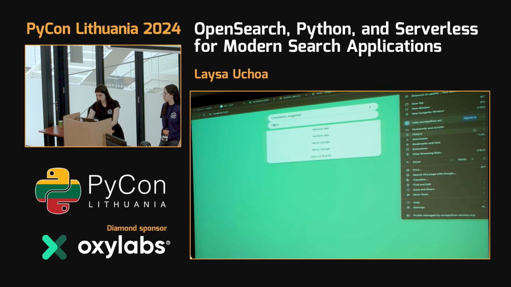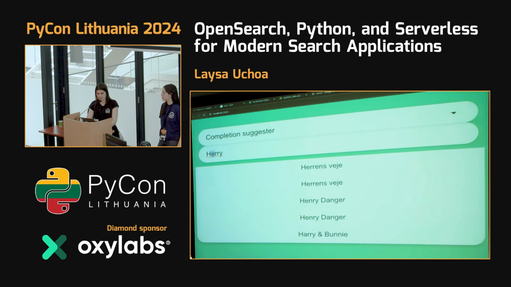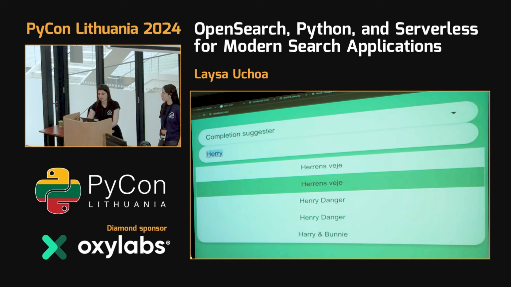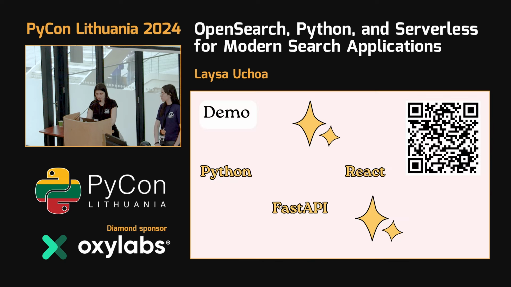I will increase the size because maybe it's very hard to see. So you can see that Harry is misspelled, but now we get some results because it understands that it can be Harry or Henry or Herons and so on. In this case, your user will still get some results and can select one of them. And that's everything for our demo.